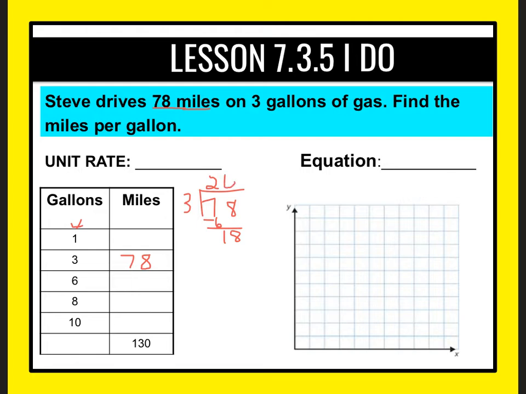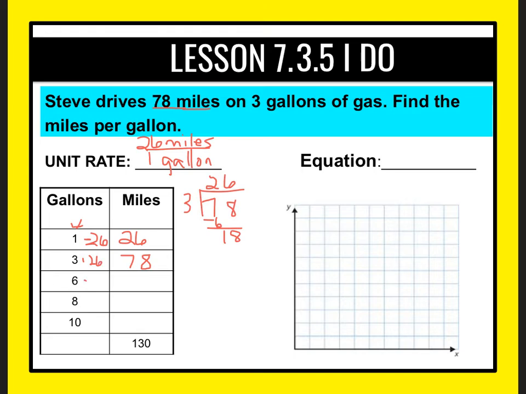And this tells me that he can go 26 miles on 1 gallon of gas. Okay? 26 miles on 1 gallon of gas. So let's see. How can I take my unit rate? Once again, I can take my unit rate and multiply all of the gallons I'm given. 1 times 26 is 26. If you multiply 3 times 26, that's going to give you 78.